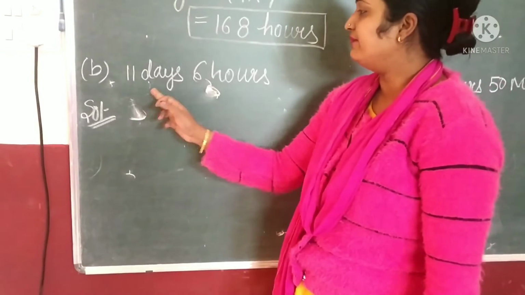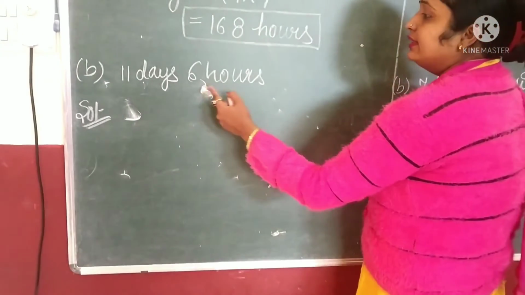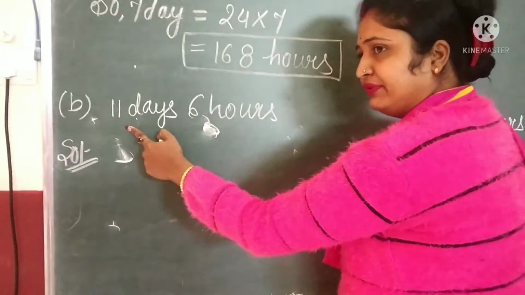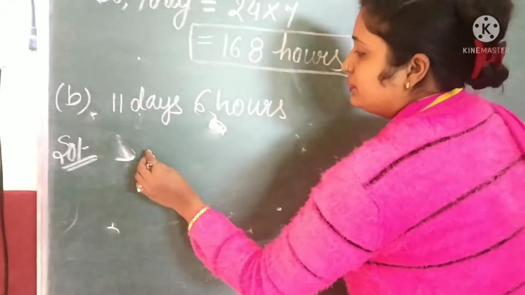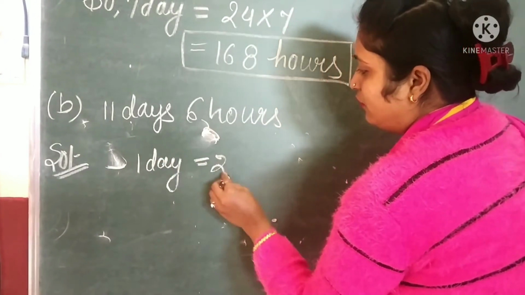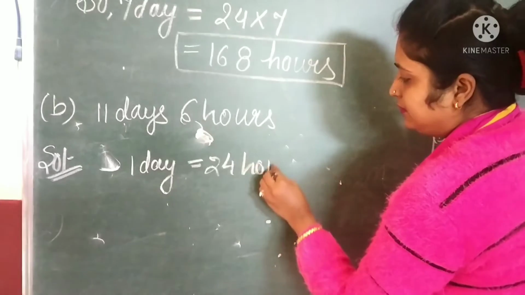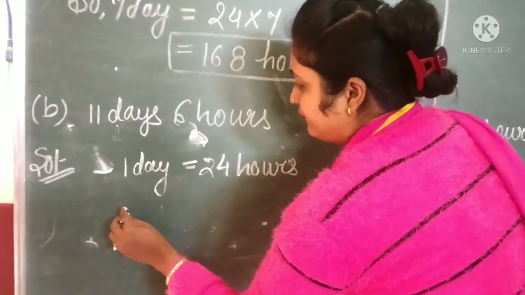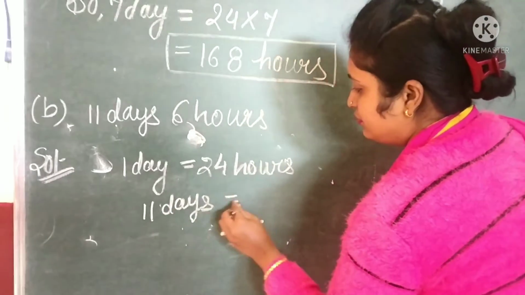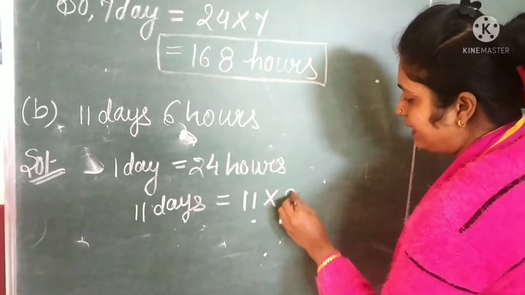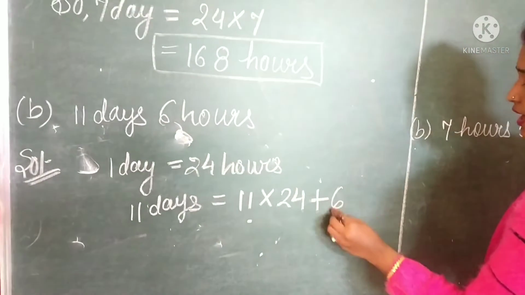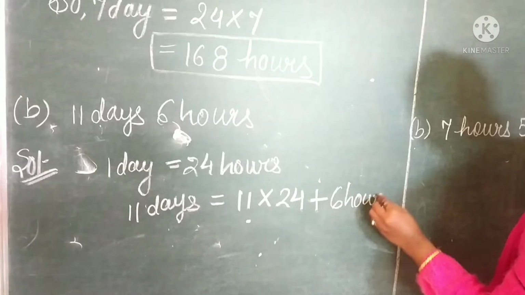Now next is 11 days 6 hours. Here 6 is already in hours, so we have to convert only 11 days into hours. So we write here 1 day equals 24 hours. First we convert 11 days into hours. So 11 multiplied by 24 plus 6 already in hours. So we write here 6 hours.